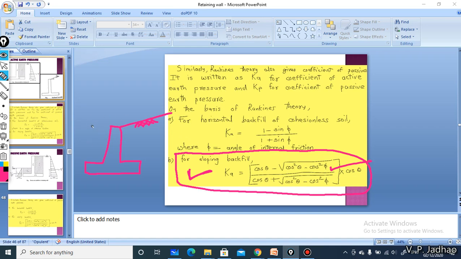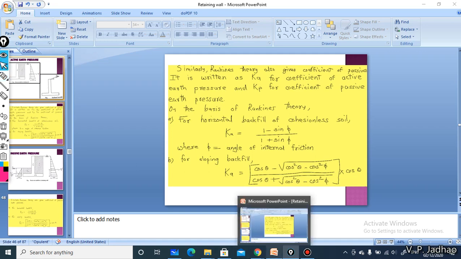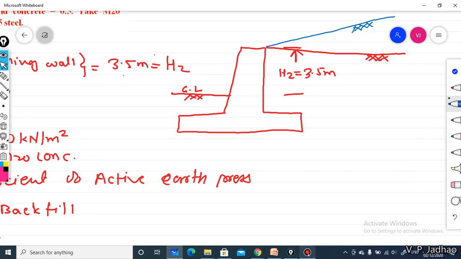You have to keep in mind while solving the problem, if the backfill is horizontal like this, then we have to use this particular formula: coefficient of active earth pressure is equal to 1 minus sine phi divided by 1 plus sine phi. Otherwise you have to use the sloping backfill formula. Keep this in mind because every problem cannot be treated the same way.